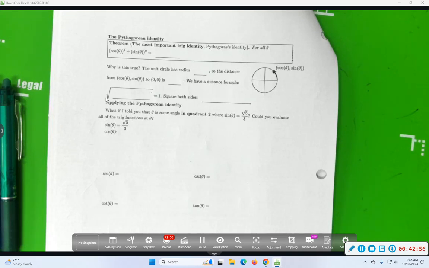Now, I know that a bunch of people in this class have already seen some trigonometry in the past. Do you remember what the Pythagorean identity says? Sine squared plus cosine squared is always equal to 1. Sine squared plus cosine squared is always equal to 1, no matter what angle you plug in.